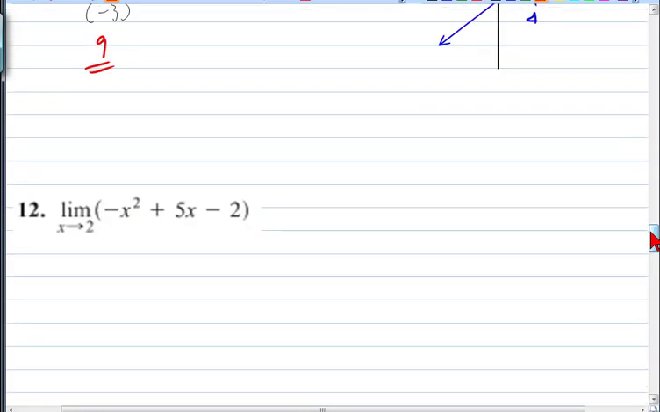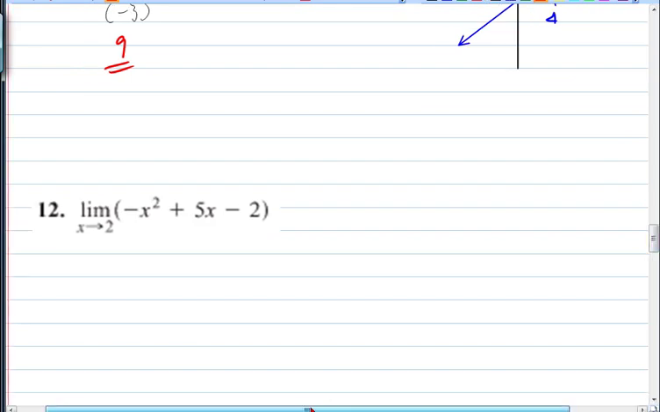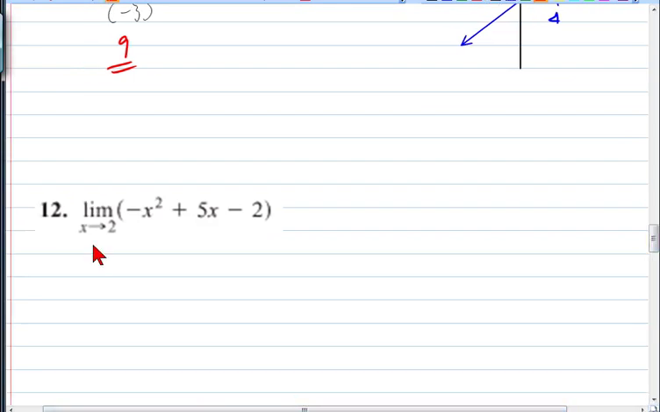Okay? Next, we have the limit as x approaches 2 of negative x squared plus 5x minus 2. What do you know about this function? Well, no, just this function right here. If we had f of x equals negative x squared plus 5x minus 2, what shape does it have? Is it going to open up or down? Is it continuous everywhere?